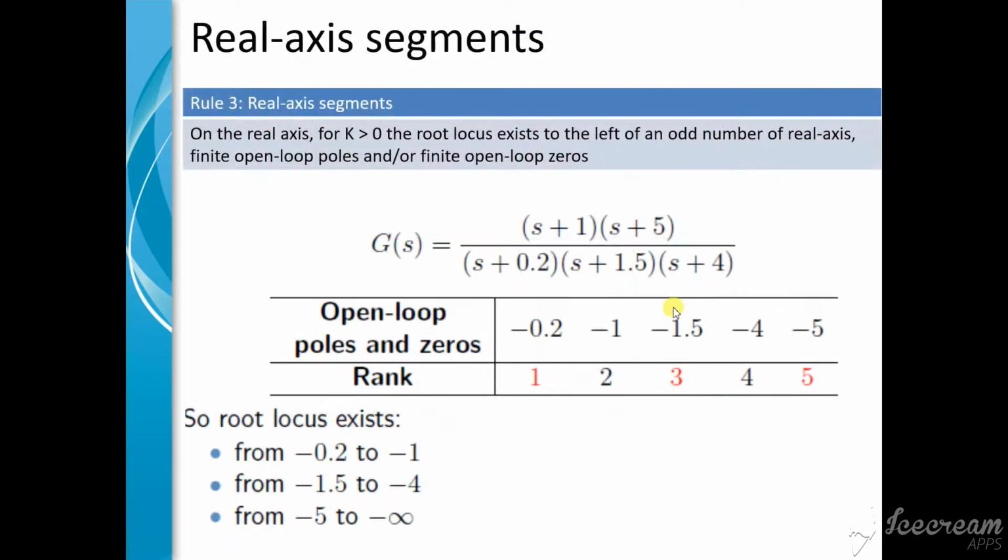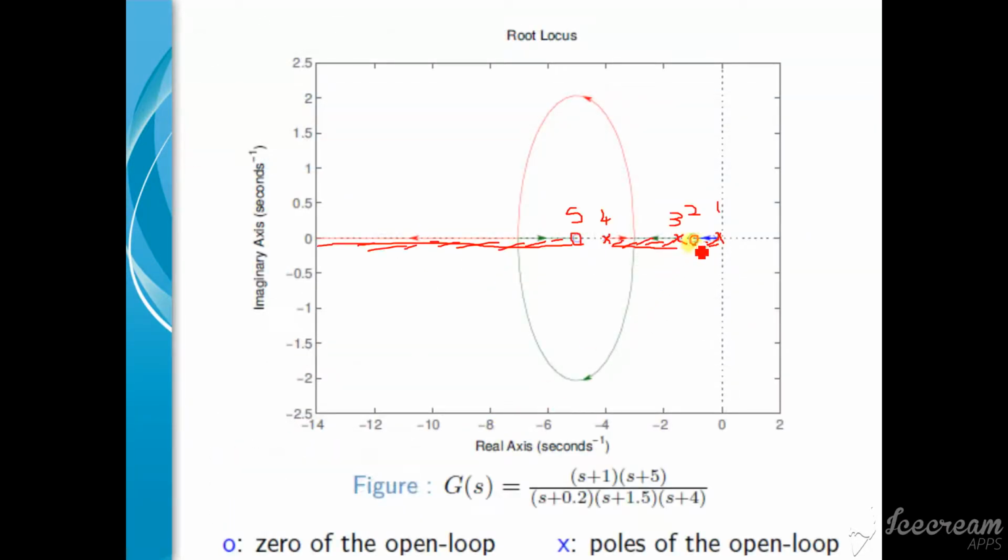I come back to this previous slide. Minus 5 to minus infinity on root locus. Minus 1.5 to minus 4. Minus 0.2 to minus 1 will be on root locus. It's easy, I explain 1, 2, 3, 4, 5. Odd number will be on root locus. Even number will not be. Odd number will be on root locus. Even not, and the odd number will be on root locus.